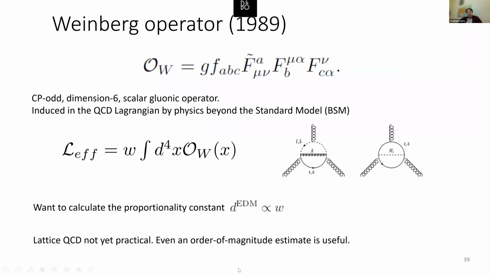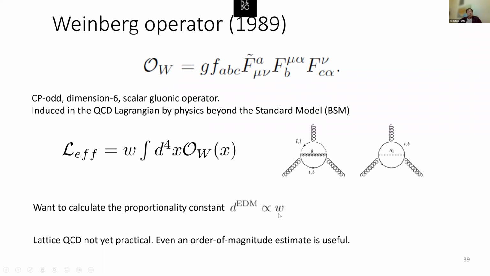For example, if you have gluinos and supersymmetric particles, then you induce the 3-gluon coupling, which violates CP. And so this Weinberg operator can be induced in the QCD Lagrangian with some coefficient W. And of course, we don't know this W. This is determined by the beyond the standard model physics. But once we know W, then you can determine the induced electric dipole moment. So this is the proportionality constant between EDM and W.